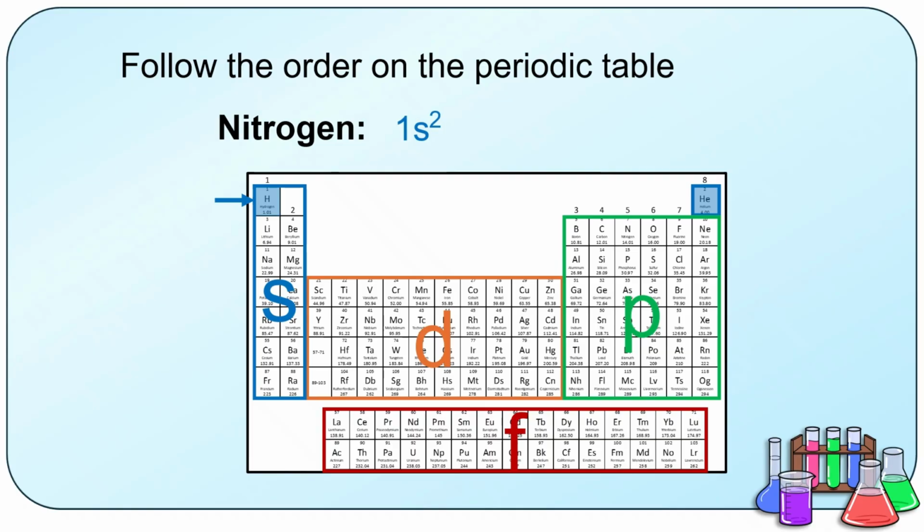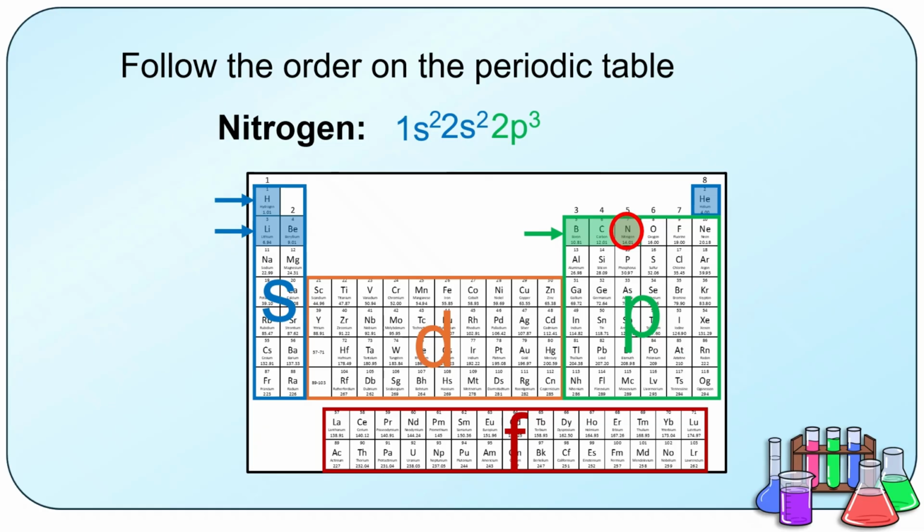Then I go to row 2 s block. I have to read through 2 elements in 2s, so I'll write 2s2. Then I get to row 2 p block, and I have to read through 3 elements in 2p to get to nitrogen, so I'll write 2p3. The electron configuration is 1s2, 2s2, 2p3.